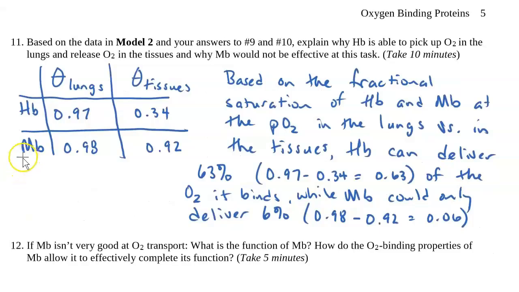Because if you were going to use myoglobin for it, it would bind tightly in the lungs, but it still binds pretty tightly in the tissues, so it wouldn't be able to deliver very much of the oxygen in the tissues, whereas hemoglobin can. Number 12. If myoglobin isn't very good at oxygen transport, which it isn't, what is the function of myoglobin? And how do the oxygen binding properties of myoglobin allow it to effectively complete its function? So pause and think about that for a second. And after you have a good answer either written down or a good answer in your head, then unpause the video.